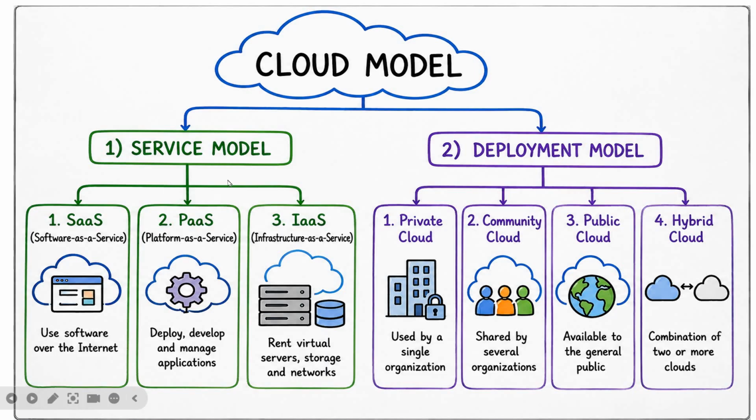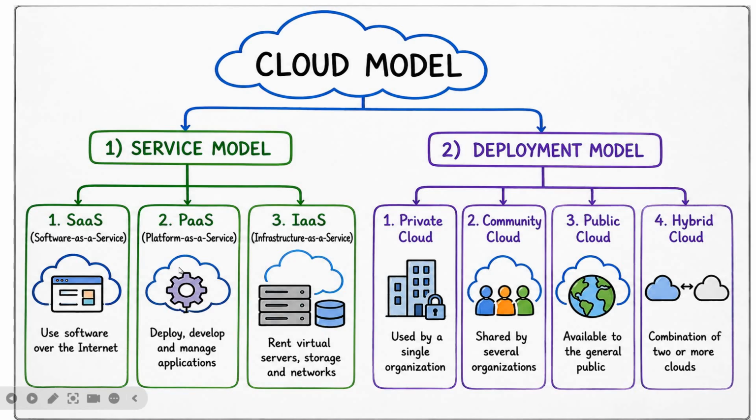Here again the service model is divided into three types: SaaS, software as a service, PaaS, platform as a service, and IaaS, infrastructure as a service. Software as a service provides ready-to-use software over the internet so that users can access applications through a browser without installation. For example, Google Docs and Gmail.